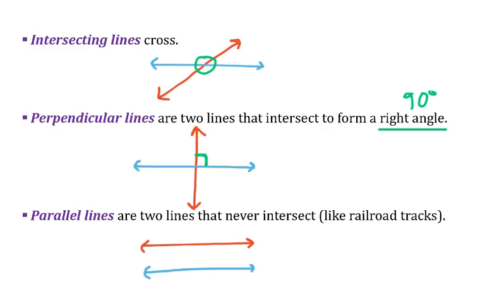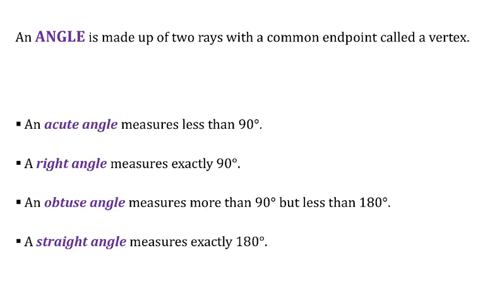Finally, let's talk about what happens when we put 2 rays together. An angle is made up of 2 rays with a common endpoint called a vertex. If I have one ray, shown here in red, and I draw a ray in blue that shares that same endpoint, and maybe it heads off that direction, we have just formed an angle. Now the measure of the angle will be a measure of the angle between those 2 rays.